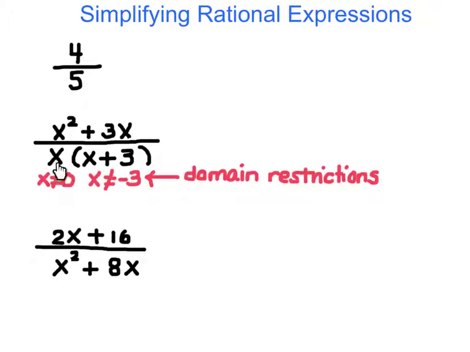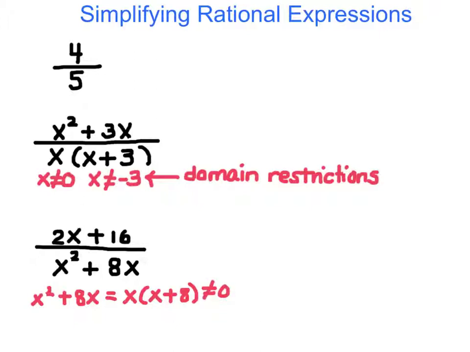In these expressions, x represents our domain or input, and the domain restrictions tell us that x cannot equal 0 and it cannot equal negative 3 in this rational expression. Let's look at this rational expression. Here, x squared plus 8x cannot equal 0. If I factor that, I can factor out an x, and I have x times x plus 8. And this cannot equal 0, or we'll have a divide by 0 error.